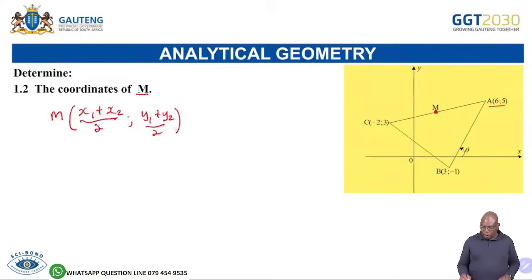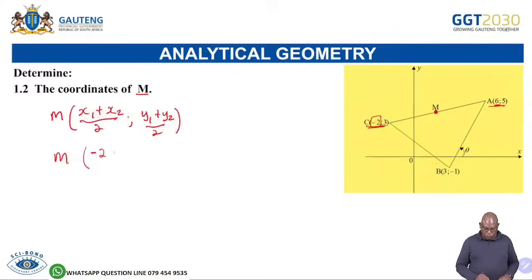So we're using A coordinates and C coordinates. So how do I then substitute that? So I'm going to have M of, remember I'm using this, so if I start with C, I'll start with -2, but because I'm adding, I can start with any, but please, let's make sure that you know the order.